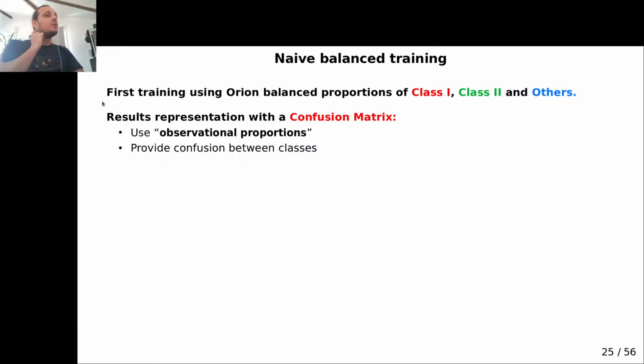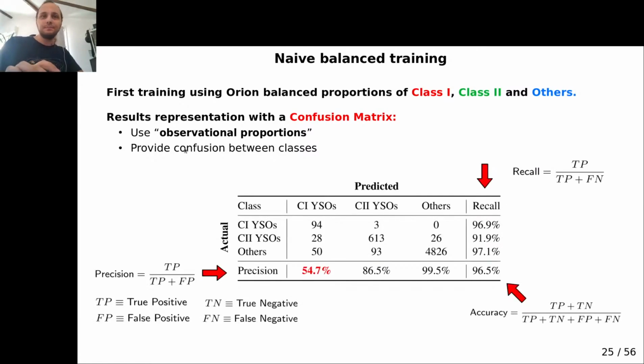So first, I want to present to you the results we obtain by making a very naive training, which means that we used balanced proportions for all subclasses of objects in the training dataset. In order to present those results, I have to introduce a way of assessing the quality of a given classification, and it can be done using what we call the confusion matrix, which has the advantage of both using observational proportions and providing an idea of the confusion between classes. Such a matrix will look like this.